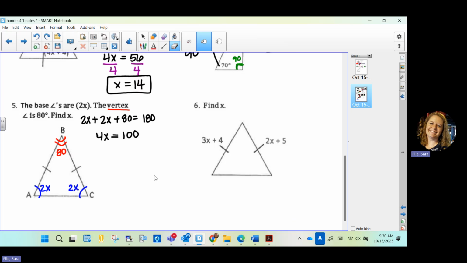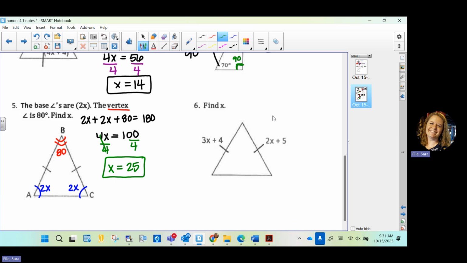Okay, so then I divide out the 4. And this is 25. Now, some of you may have done that differently, like that thought process that I was just explaining: if this is 80, that means these must be 100 together, which means they're 50 each. So then 2x is 50. Some of y'all might have gone all the way there and said, okay, 50 divided by 2 is 25. You got the same thing. Everybody okay with that? Okay.